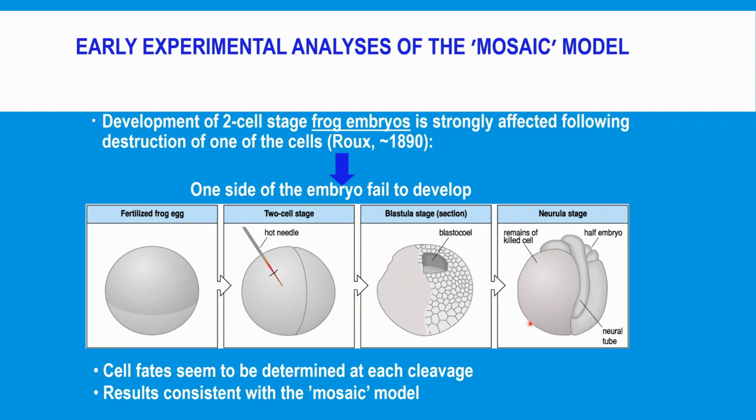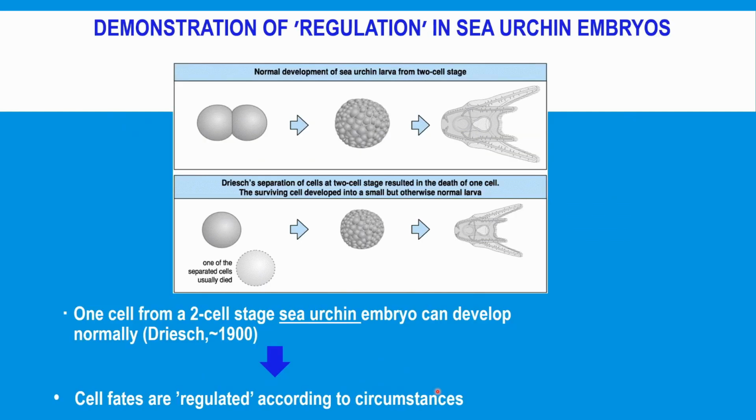So half of the embryo didn't form because half the cells were missing, but they would argue that the determinants for that part of the body were lost when that cell was killed. So they would argue that cell fates seem to be determined at each cleavage, and that these results were consistent with the mosaic model. This was followed up by another scientist, Driesch, around 1900, choosing a different developmental model, a sea urchin larva. And they did a very similar experiment.